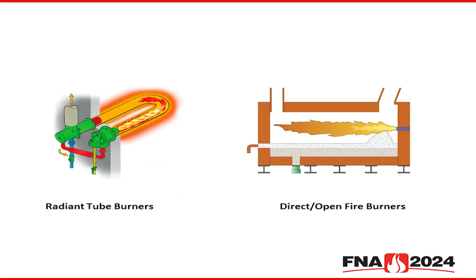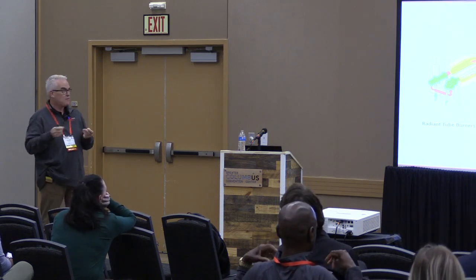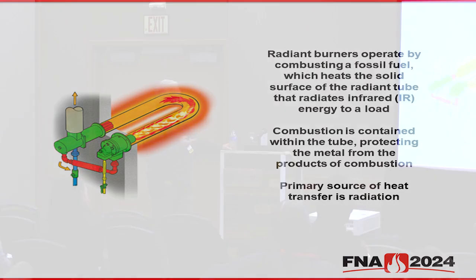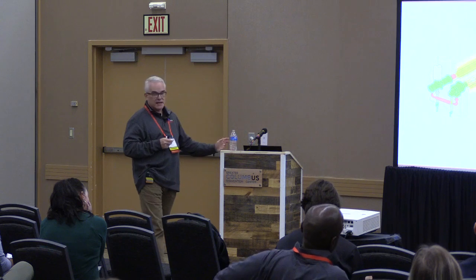In the world of heat treating for gas firing, there's really 2 basic ways to do it: radiant tubes and direct or open fire. Some people call them direct, some people call them open. But in the end, you've got a flame that's actually making the radiation to heat up the metal. Radiant tubes, you're trying to protect the metal from the products of combustion. We're heating up the surface of the radiant tube, which creates radiant heat, infrared radiant heat. Again, combustion is contained within the tube to protect the metal. Primary source of heat transfer is radiation.